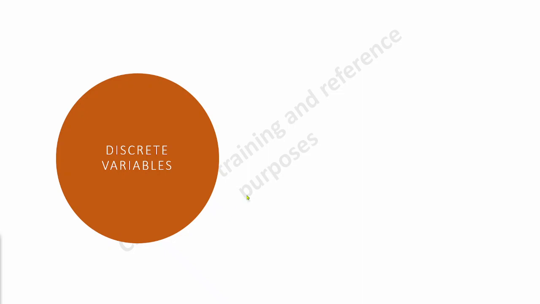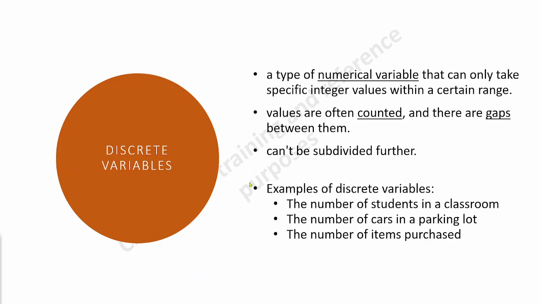Moving on to discrete variables. Again, a type of numerical variable, we talked about it, something which is very discrete or countable, you can count. That's called discrete numerical variable. And there could be gaps here. For example, number of students in a classroom, 31, 37, 47. So there could be gaps in the value. The number of cars in the parking lot, again, these are examples of discrete variables.